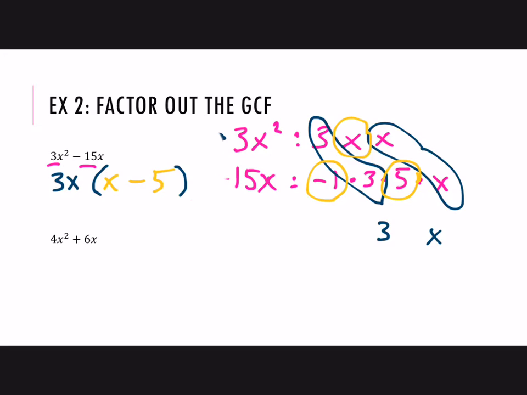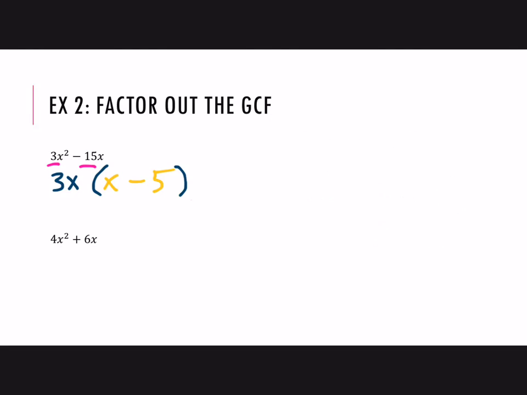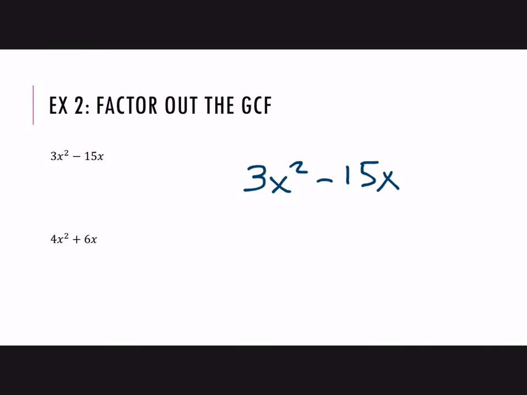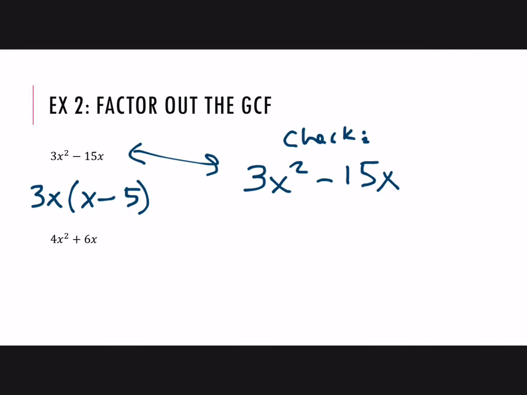Okay. Now we can do a check to make sure that this is the correct answer. I'm going to check by remultiplying. So if we distribute 3x to each of these terms, we end up with 3x times x is 3x squared, and 3x times negative 5 is negative 15x. Now, if you get your original problem, which we do, those match, then we know that the answer was correct. So that's just the check. But the actual answer, if you're asked to factor out the GCF, is 3x times, in this case, x minus 5. Okay, so that's your answer.